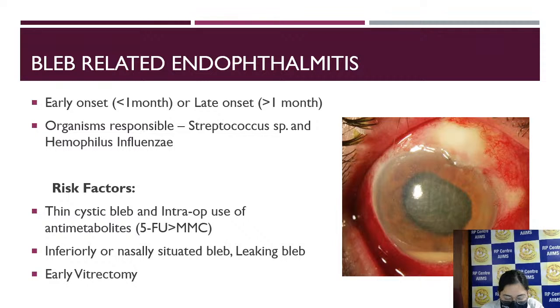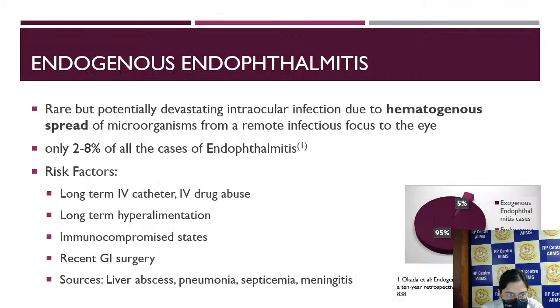5-fluorouracil has a higher risk than use of mitomycin C. Inferior or nasal situated bleb and leaking bleb are all risk factors for bleb related endophthalmitis. In this case also, early vitrectomy and poor prognosis have to be considered.